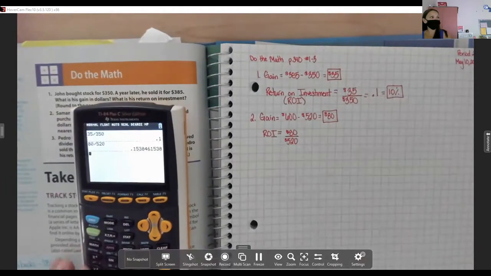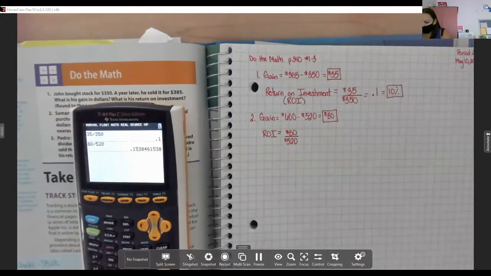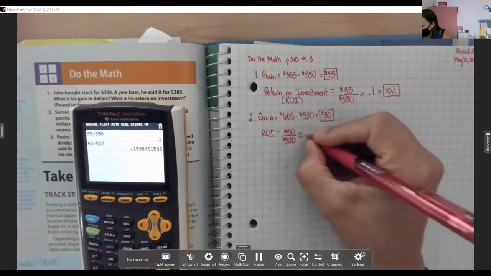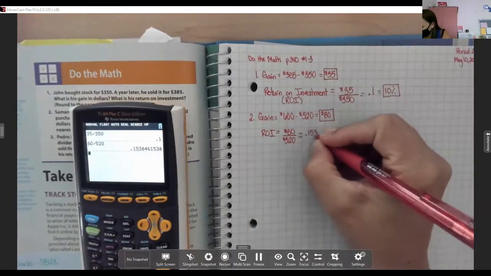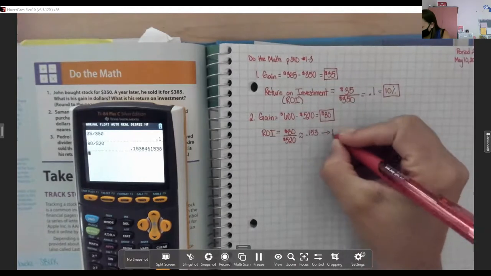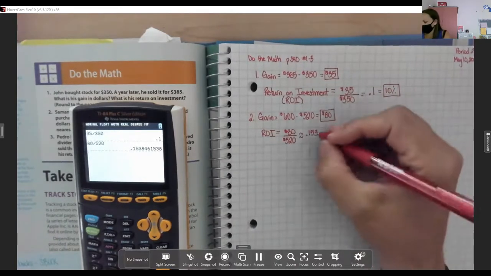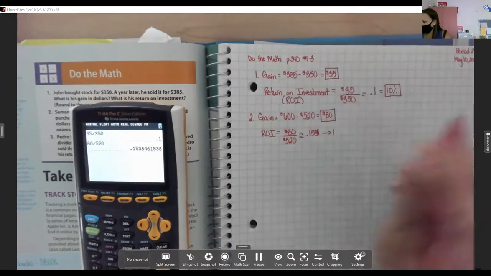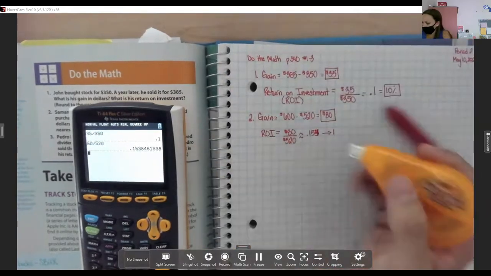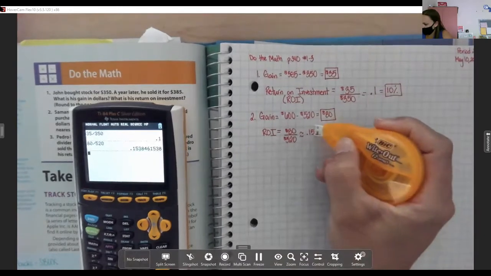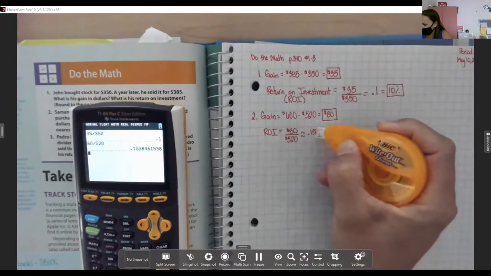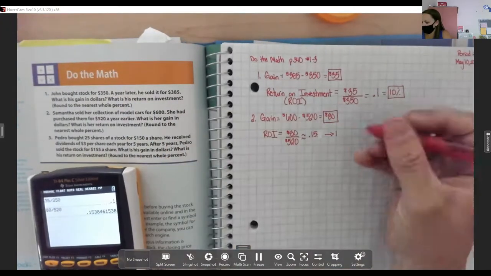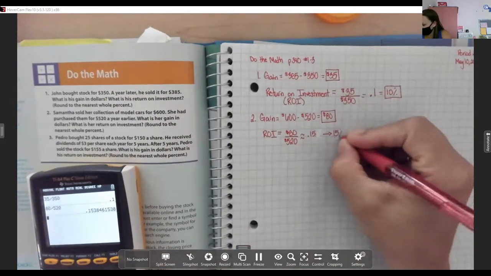So 80 divided by 520 is about 0.153. Actually, that should be a 4, not a 3, if I'm rounding, because after the 3 is an 8. But really, I don't even want that because the book says round to the nearest whole percent. So about 0.15, which is 15%.